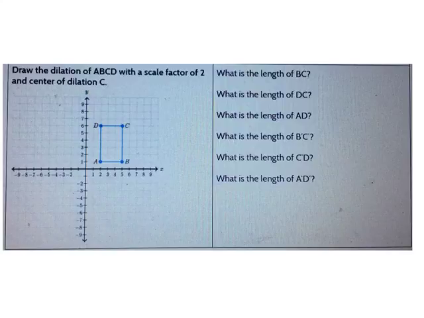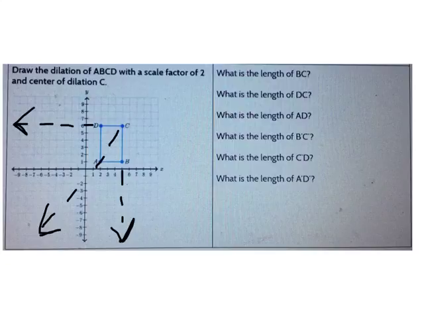Now let's try one last example. Draw a dilation of ABCD with a scale factor of 2 and a center of dilation C. Try to do this one on your own. Remember, each point is going to expand away from C on straight lines. Remember that each side will be 2 times as long because the scale factor is 2.